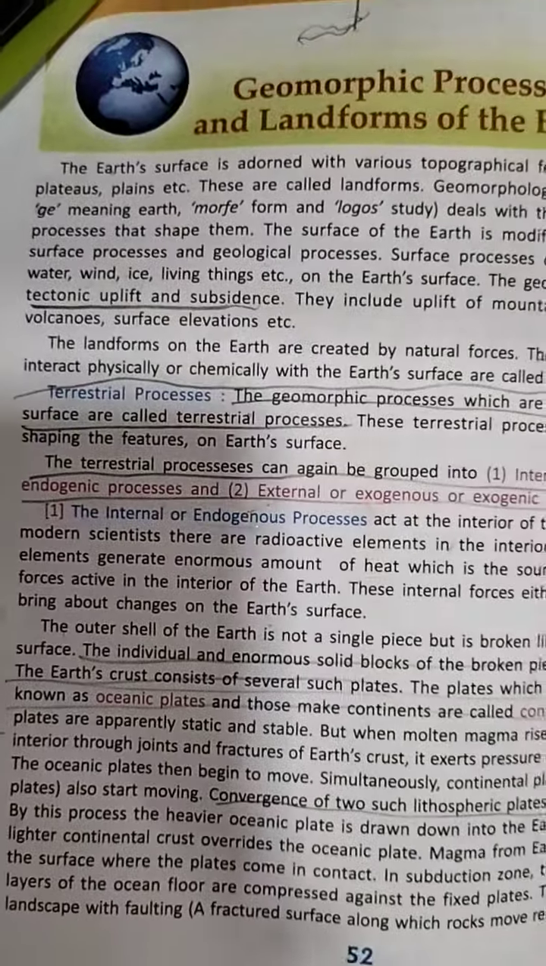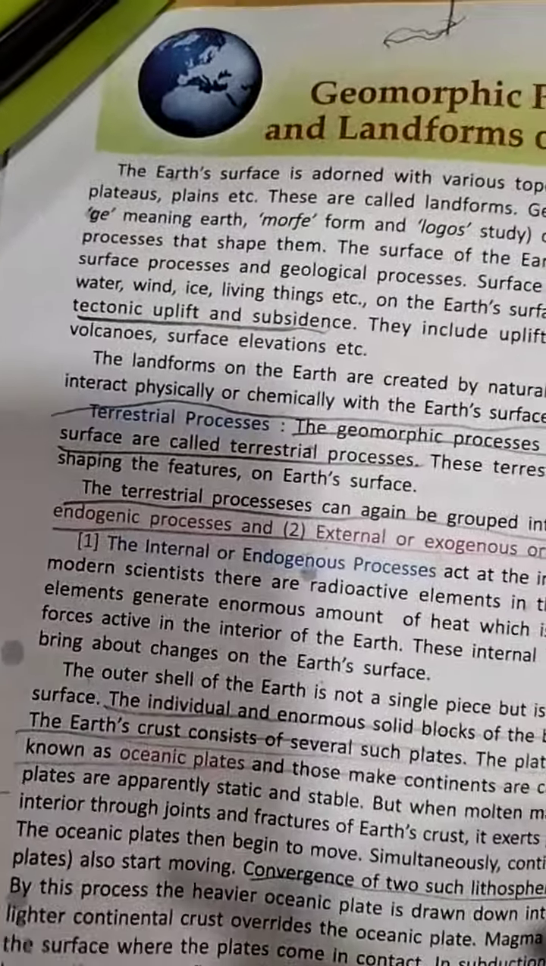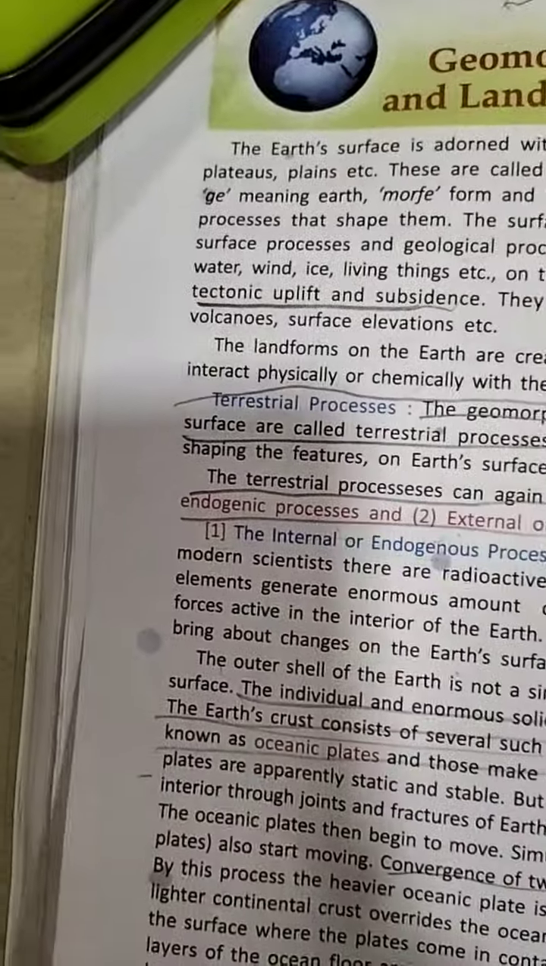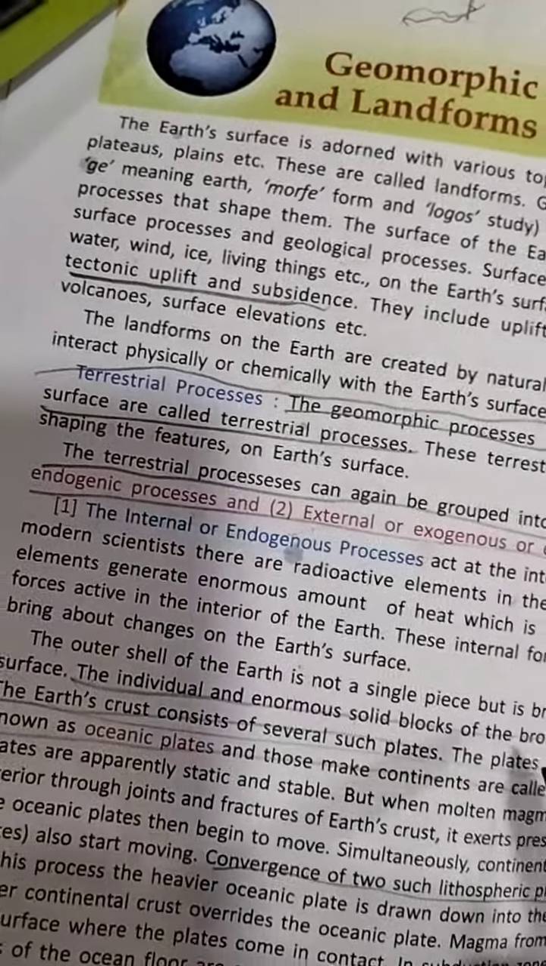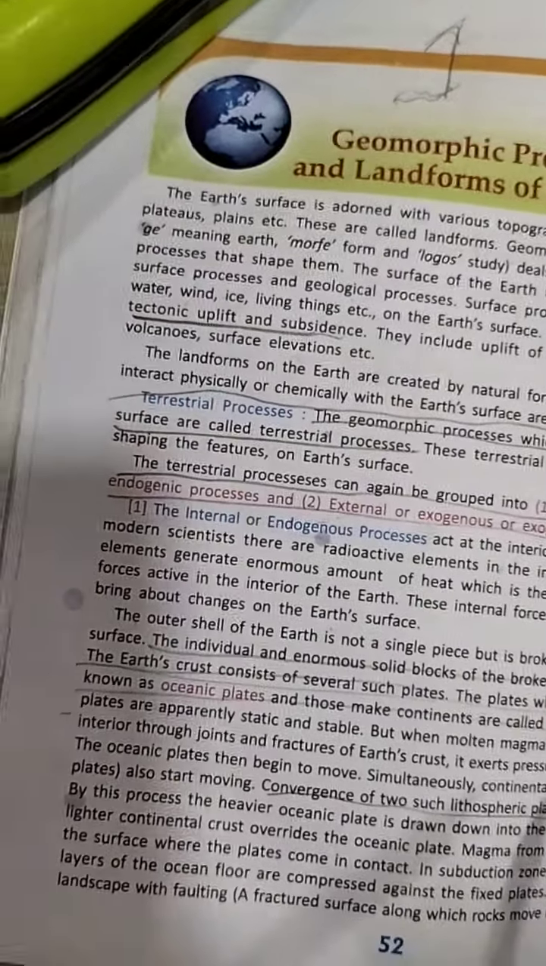According to modern scientists, there are radioactive elements present in the interior of the earth. These elements generate a lot of heat, and that's why they act to change the earth's surface. These internal forces, either slowly or suddenly, bring about changes on the earth's surface.